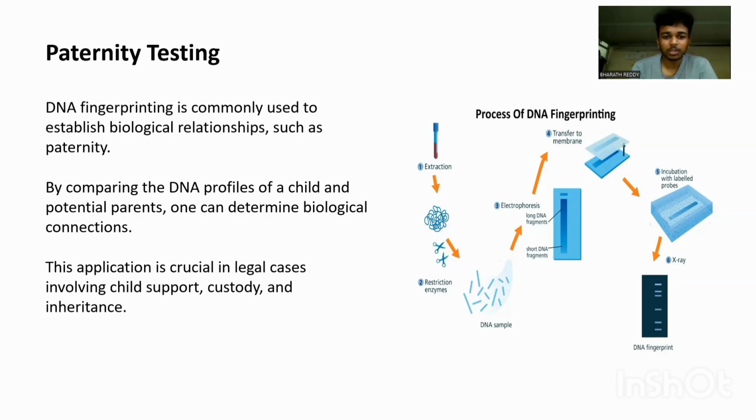Paternity testing. DNA fingerprinting is commonly used to establish biological relationships such as paternity. By comparing the DNA profiles of a child and potential parents, one can determine biological connections. This application is crucial in legal cases involving child support, custody, and inheritance.